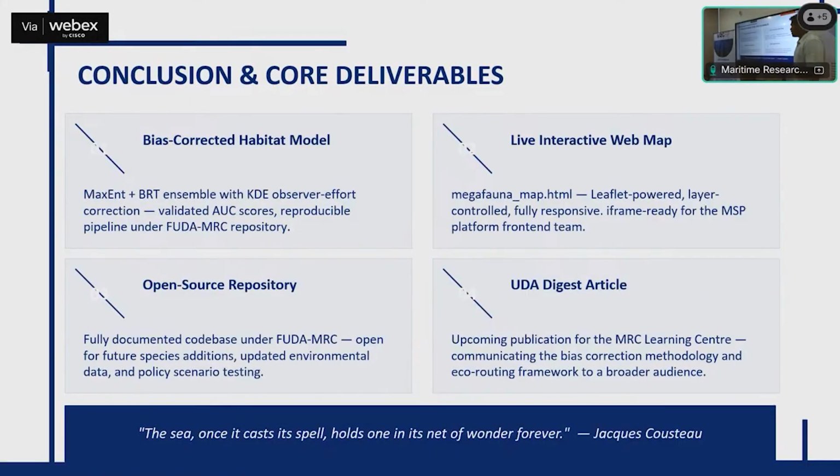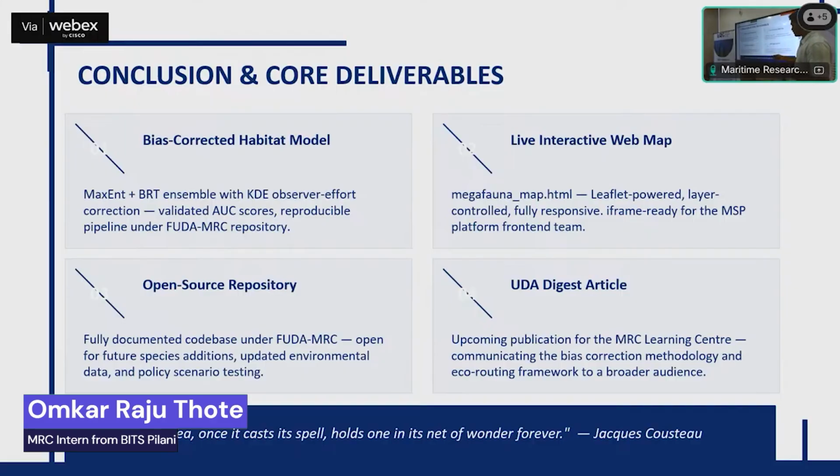What I plan to deliver is, first, the bias-corrected habitat model, which is maximum entropy plus boosted regression trees, which will give us scores, and using the scores we can plot where they are more likely to be present. The second is the live interactive web map, where we can select species and so on. And that's it.